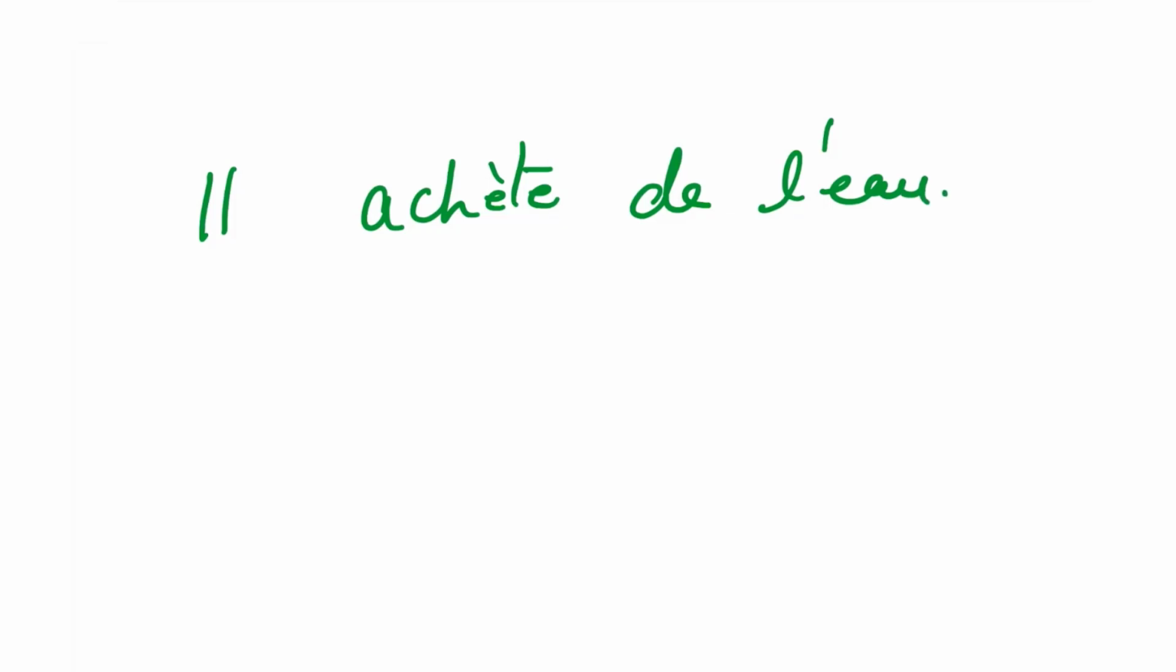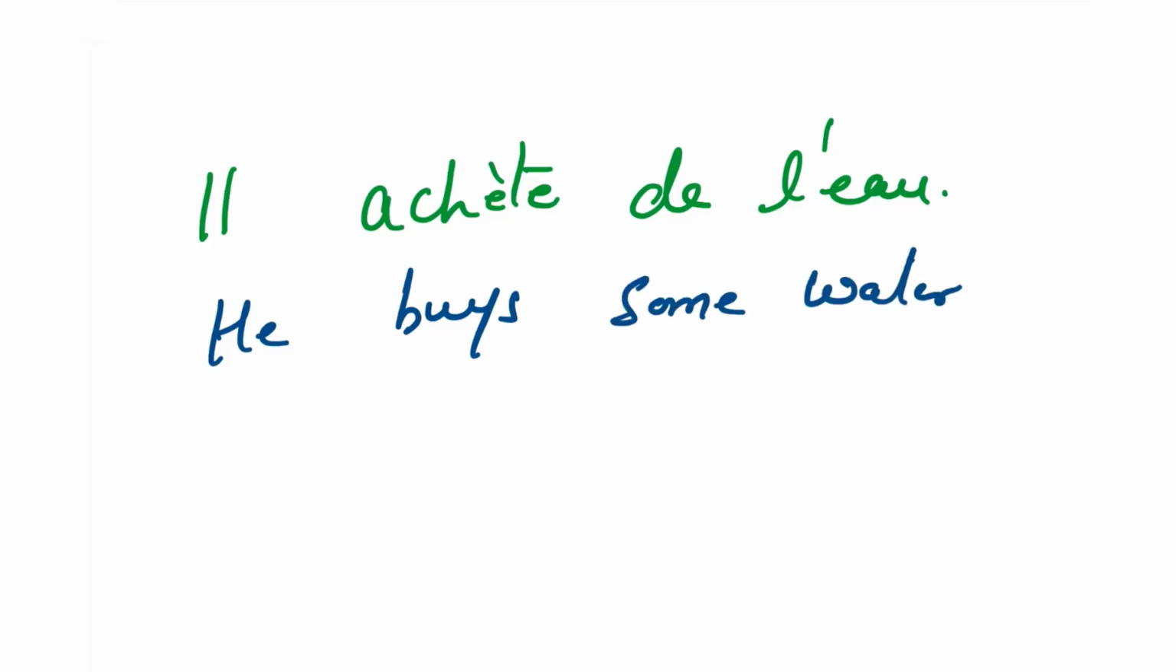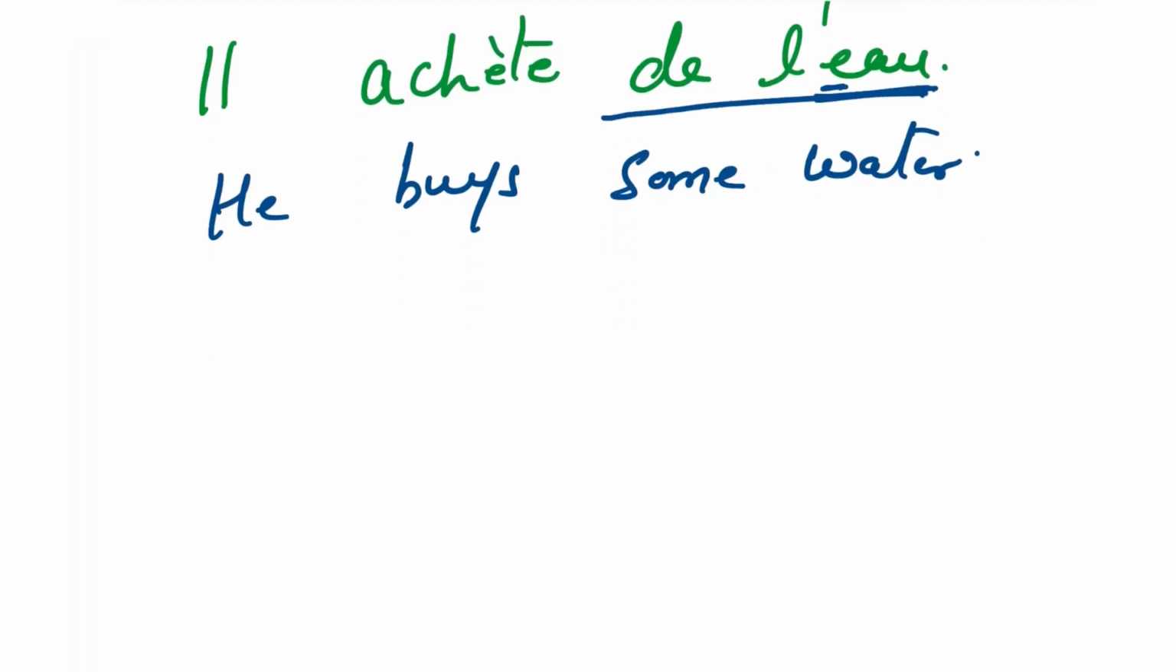Il achète de l'eau. Okay? The meaning of the sentence is what? He buys some water. Okay? Now this water, eau, starts with a vowel and this is singular as well. So we have used de l'eau. Okay? Let's see the plural example now.